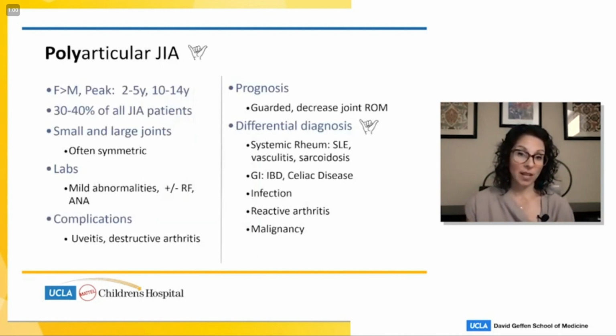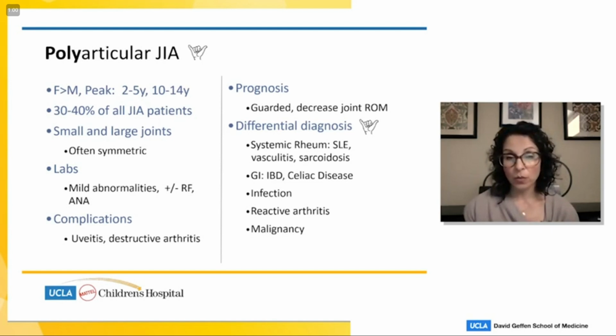Moving on to poly-JIA. As in oligo and poly, more females than males. There are 2 peaks. Poly means 5 or more joints. So that would include more of the small joints like the hands, PIPs, MCPs, MTPs. It's often symmetric. We can see lab abnormalities with poly-JIA, including rheumatoid factor and an ANA that's positive. Generally, polyarticular JIA is more destructive, more aggressive. So we can see bone erosions, cartilage damage, etc.